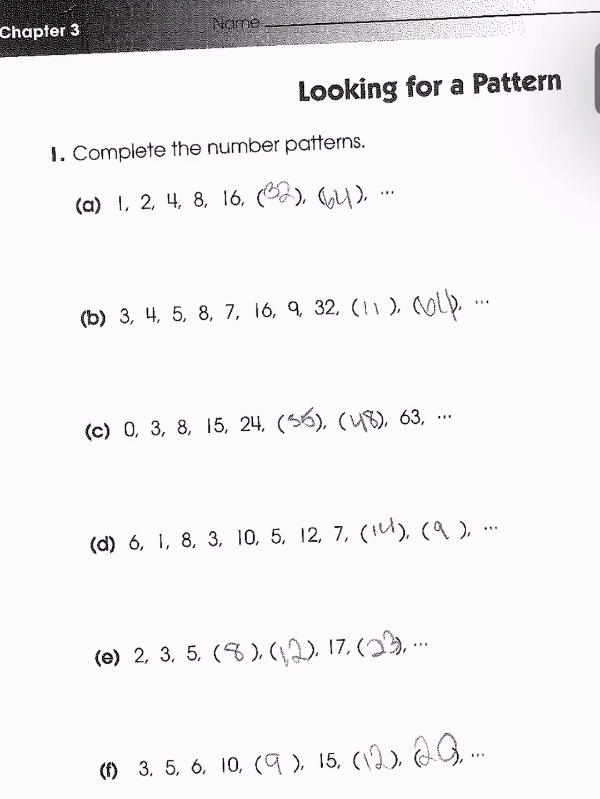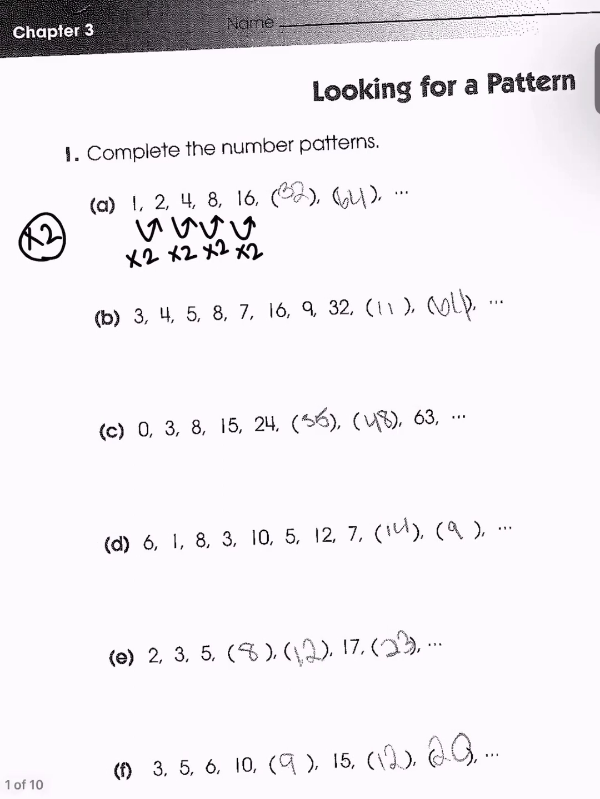So if we look at problem A, we multiplied by 2 to get from 1 to 2. Then we multiplied by 2 to get from 2 to 4, multiplied by 2, and multiplied by 2. So we see that the pattern here is multiplying by 2. And so the next number after 16 would be 16 times 2, which is 32. And then the next number would be 32 times 2, which is 64. Now let's look at the next example.